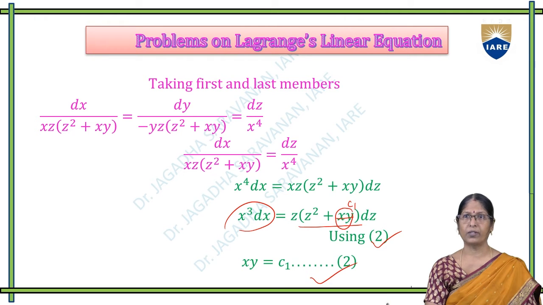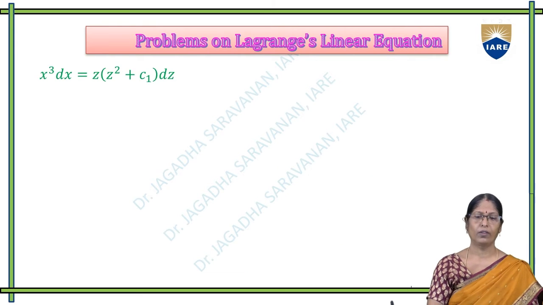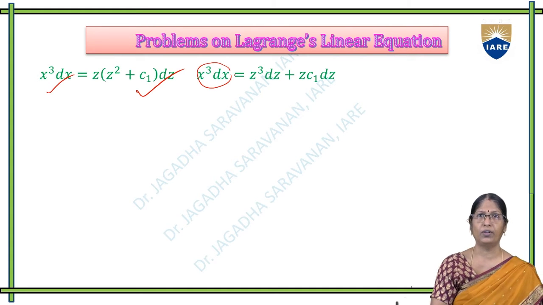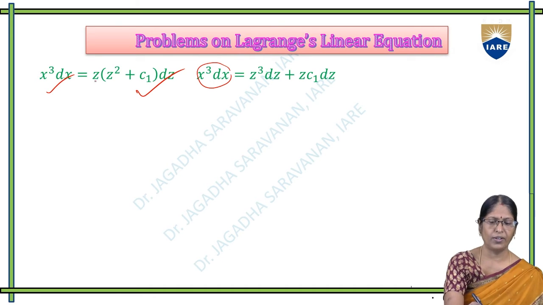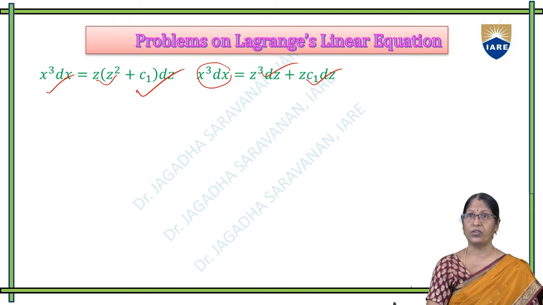Just like variables separable, the x variables are on one side and the z variable on the other side, so we can do the easy integration, that is, the integral of x power n dx is x power n plus 1 by n plus 1. This is the last step we obtained. We did the simplifications before doing the integration. On the left side there is no change at all, whereas on the right side, z into z square is z cube, and z into c1 is z c1 dz. Now we will apply the integration.